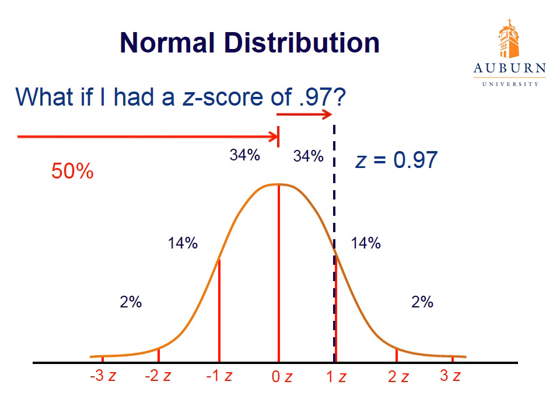So the region we're looking for is from the mean to our z-score. In other words, from the mean, a z-score of 0, to the z-score of 0.97. Now we can already see that 34% of the population falls between a z-score of 0 and 1. And so we know that the percent that's going to fall between the mean and our z-score is going to be around 34%, or maybe a little bit below that.